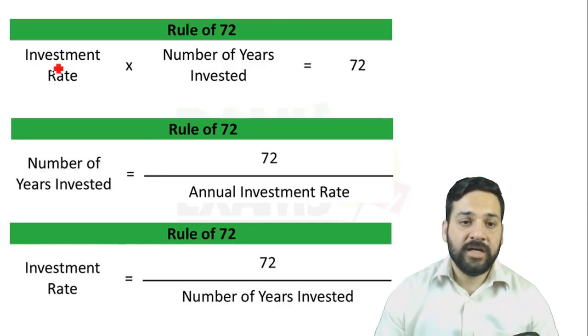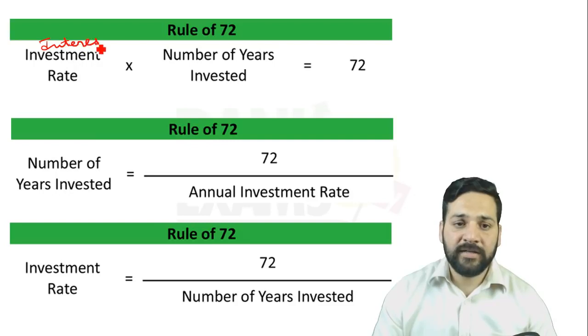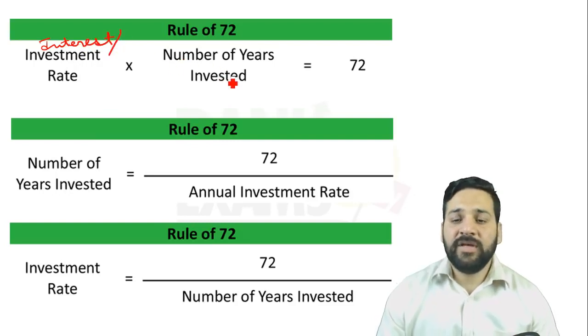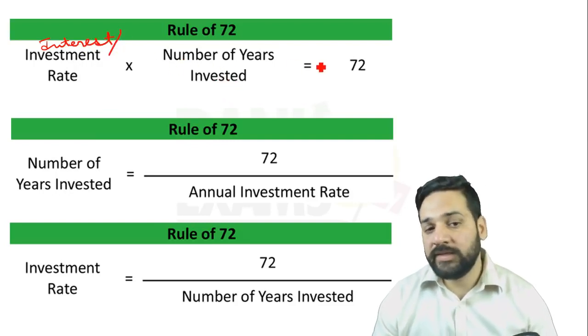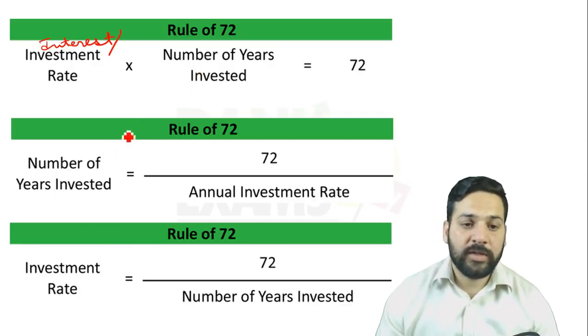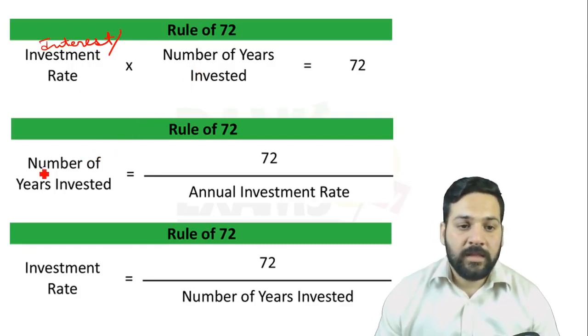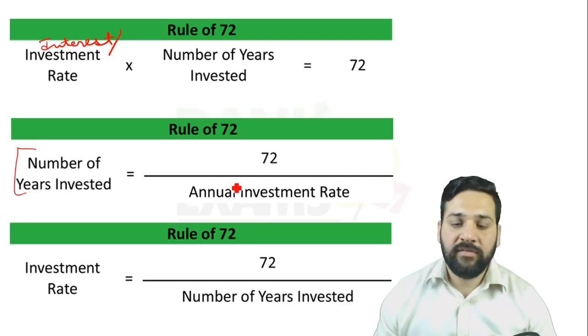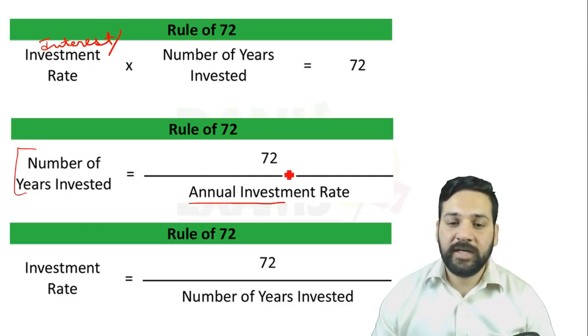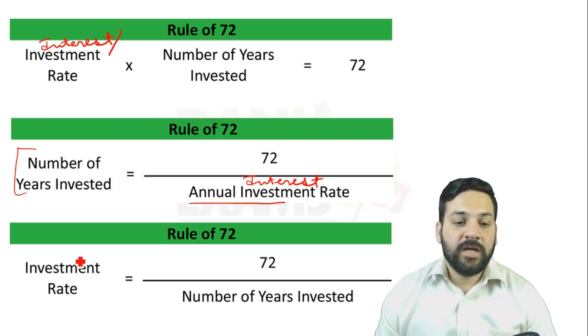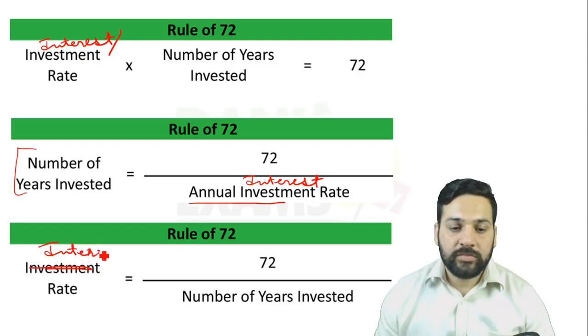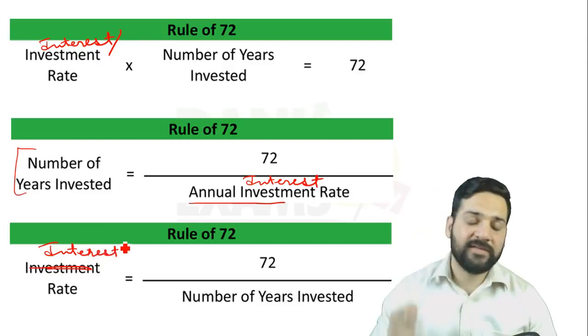Please check this. Investment rate, or we call it interest rate, multiplied by number of years of investment is equal to 72. In other words, number of years of investment is equal to 72 divided by annual interest rate. Annual interest rate is equal to 72 divided by number of years invested. Simple.